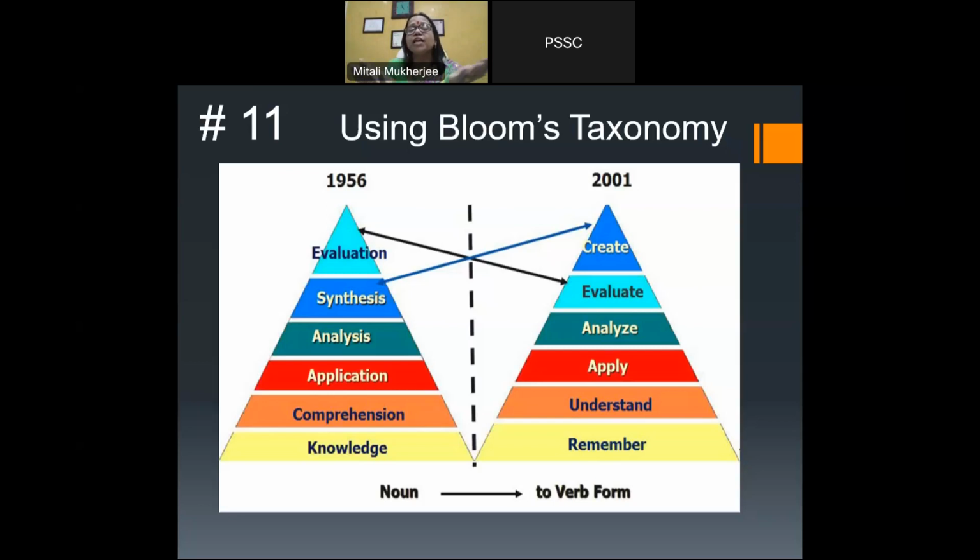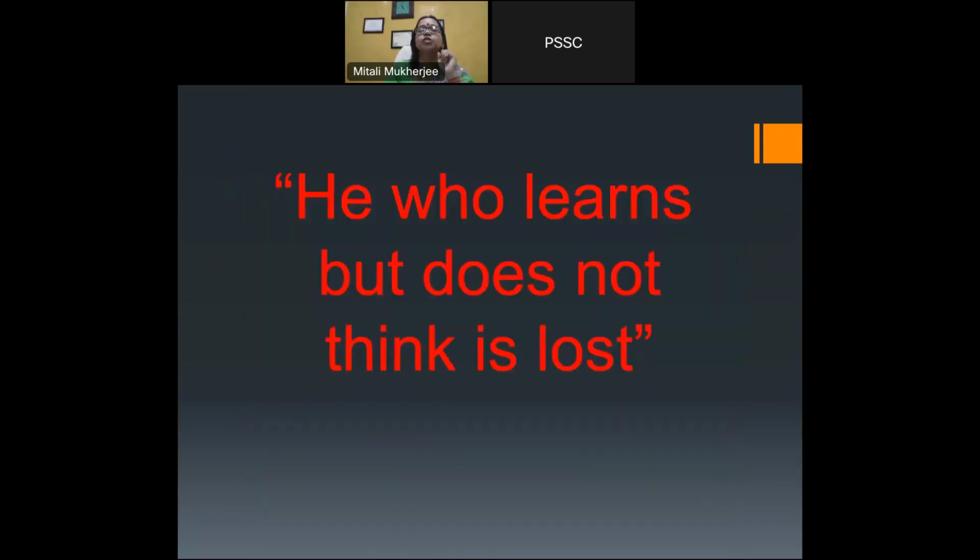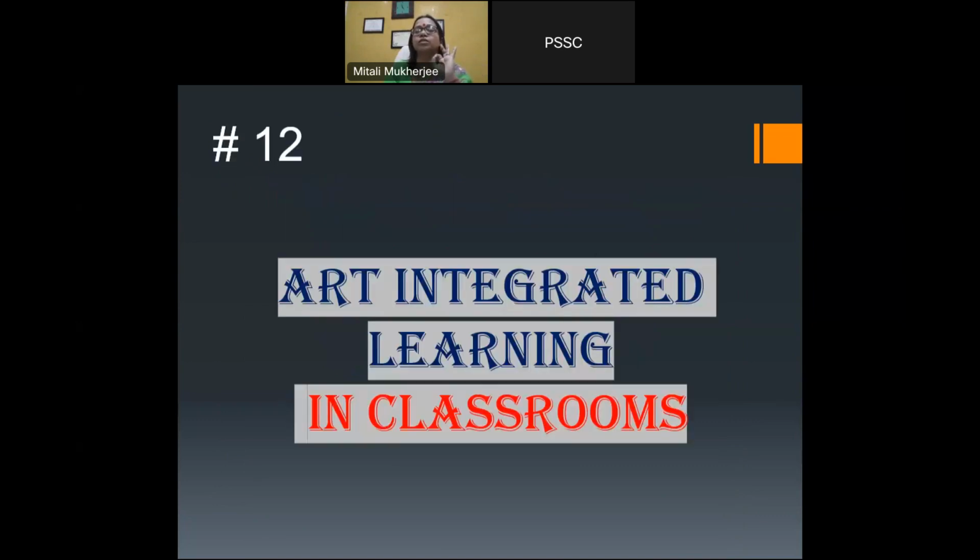And when you teach the child how to create and evaluate and analyze, your classroom becomes so interesting, so unpredictable, so broad, so progressive that every child enjoys every bit of the classroom. Okay, so please understand this. He who learns but does not think is lost. Education without the art of thinking is useless.